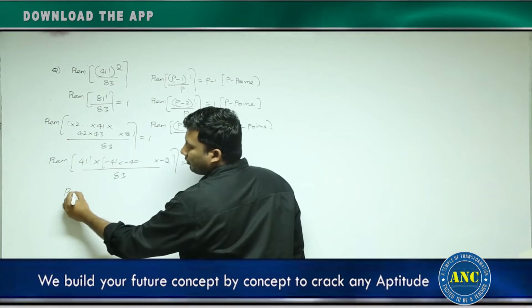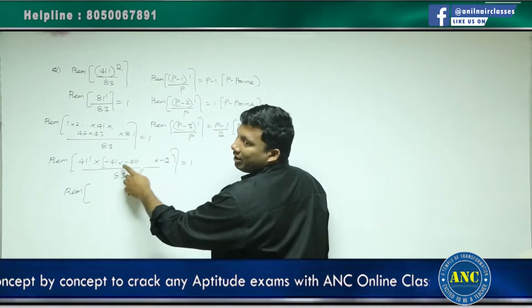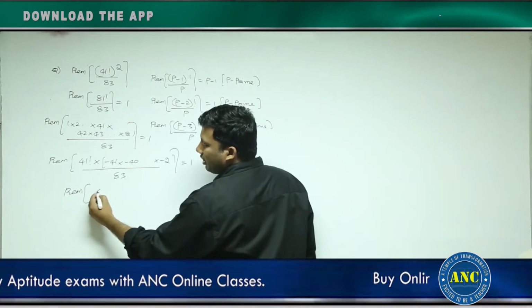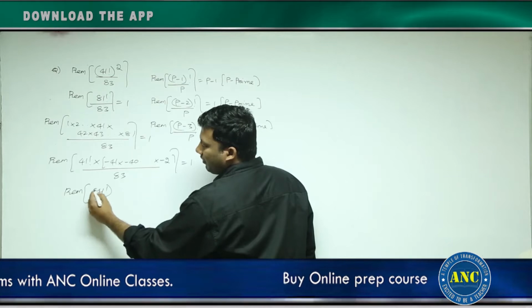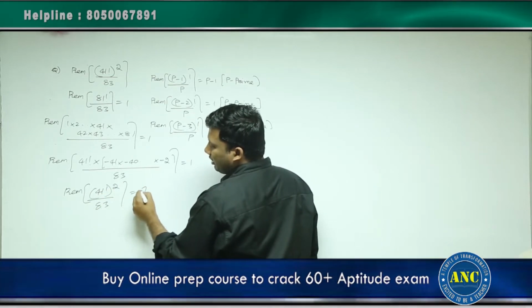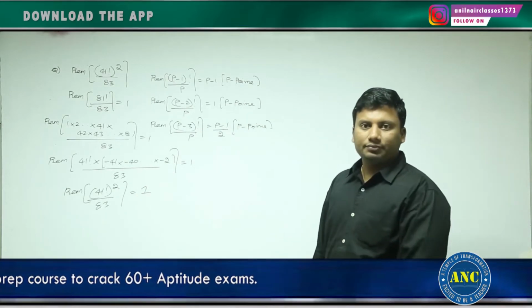2 to 41: how many numbers are there? 40 numbers, 41 minus 2 plus 1. 40 negatives are positive. So 41 factorial whole square divided by 83, the answer is 1.